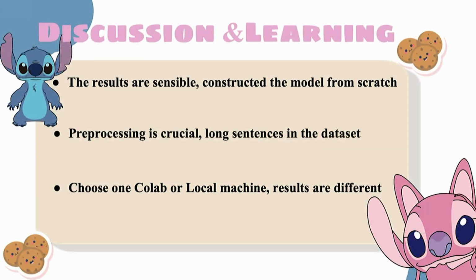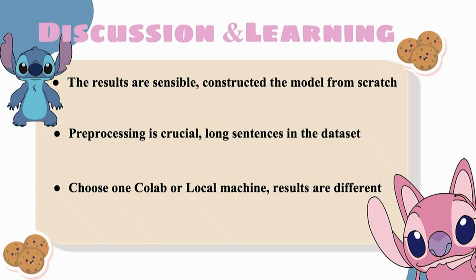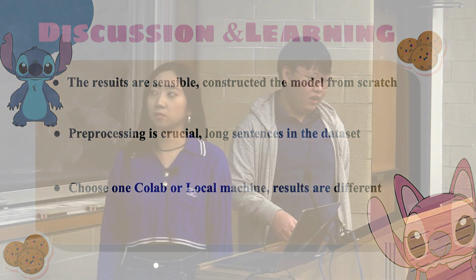And there are some discussions and learnings. First, the results are quite sensible. Since we constructed the model from scratch, the performance is not as good as the other models. Second, pre-processing is quite crucial, due to the presence of excessively long sentences in the dataset compared to the others. This data may degrade the performance of the model and slow down the training process. And the final one is to ensure consistency. Running the code on a single platform is important. We observed some different results when using Colab and local machines, so choosing one platform for all executions is recommended.